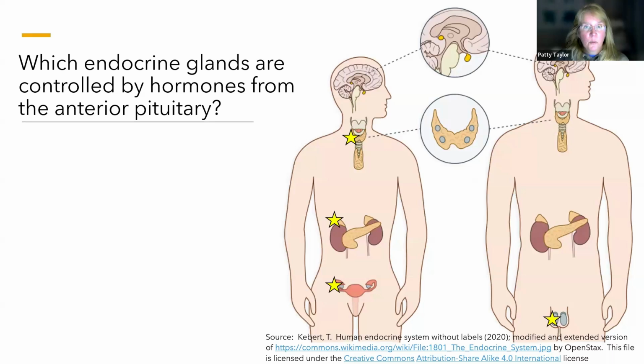All right, so to summarize, some of these endocrine glands listed here are in fact controlled by the anterior pituitary. We have the thyroid in the neck. Thyroid produces thyroxine and triiodothyronine. Those are released in response to TSH. We also have the adrenals, specifically the cortex, ovaries, and testes.